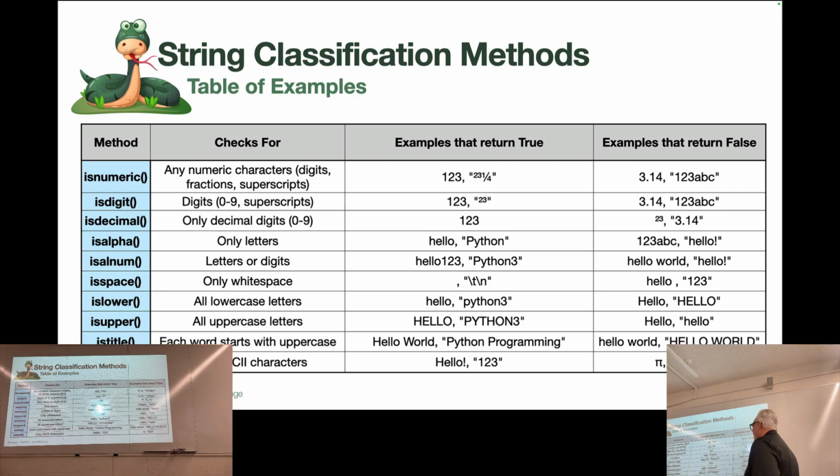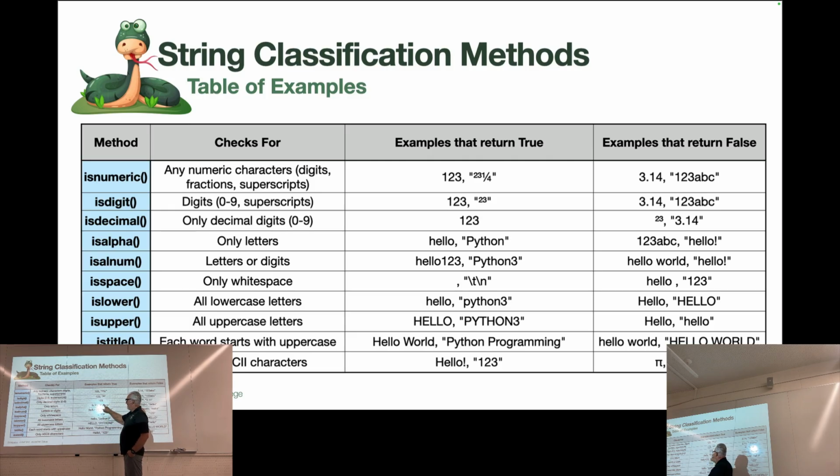So here are the string classification methods in a table. You can easily find all of this information online, but there are certain things that are included in is numeric, is digit, is decimal. These all are very similar from our perspective because most of the time we're not going to use some of the edge cases like exponents or fractions or superscripts. We could say is decimal. That's kind of what we were talking about earlier. That's just your basic decimal digits 0 through 9. So that's the most strict one.